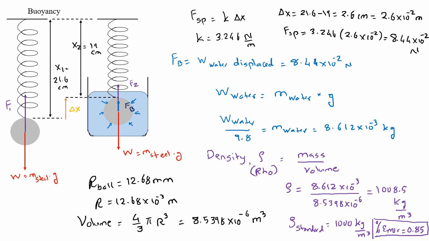So our understanding that the water that was there at the steel ball got displaced, and that whatever the weight of that water was, is equal to the buoyant force that was holding that ball up. And this right here is the lab for buoyancy.